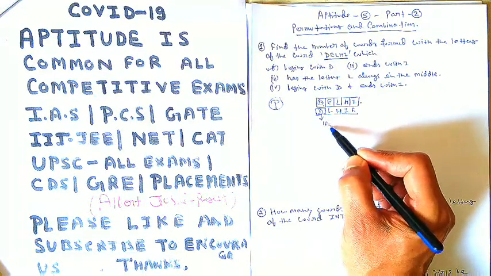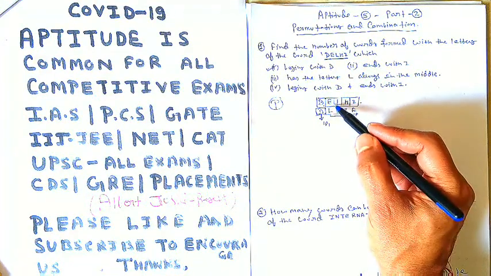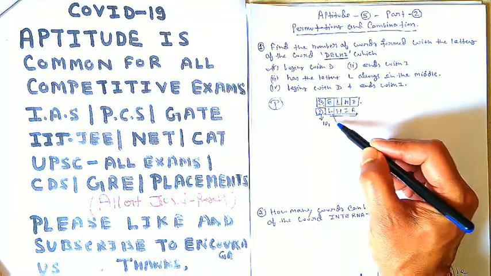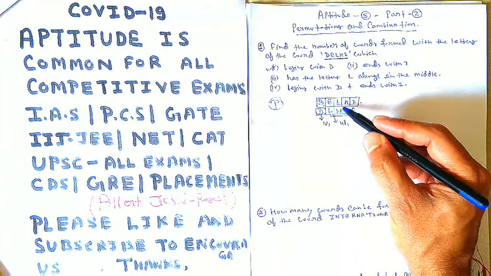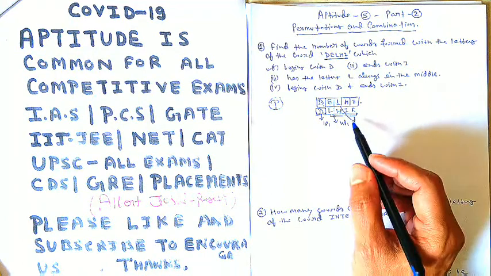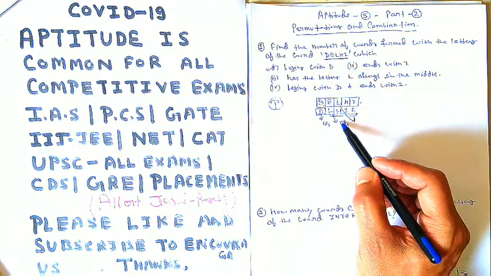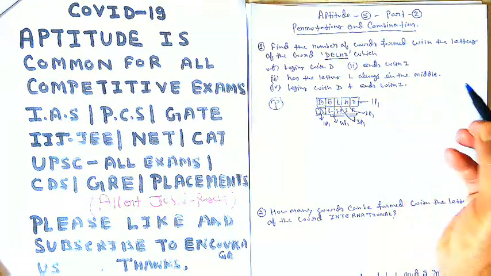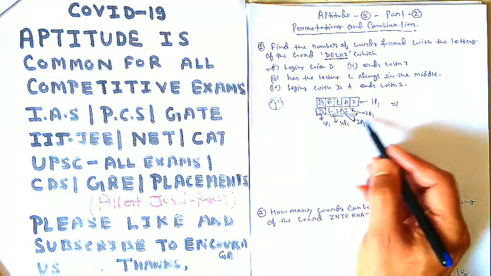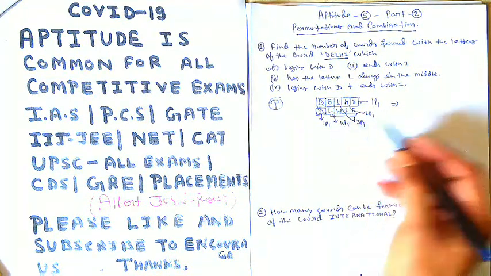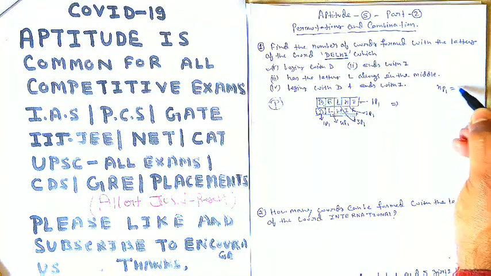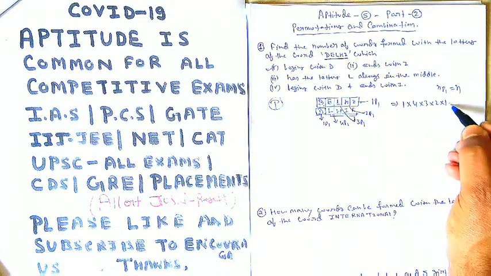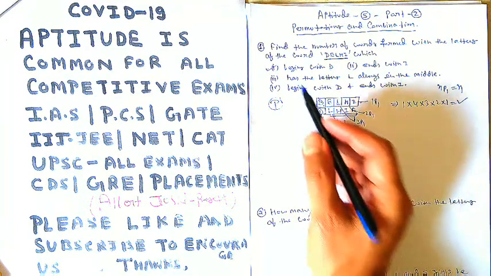That is 1P1. In the remaining boxes, the total number of letters is 4. Out of 4, you have to place 1 in this box, then 3P1, then 2P1, and then 1P1. We have already explained that nP1 is equal to n. So this is 1 into 4 into 3 into 2 into 1. This is your answer.